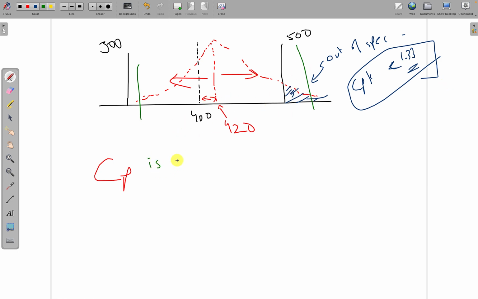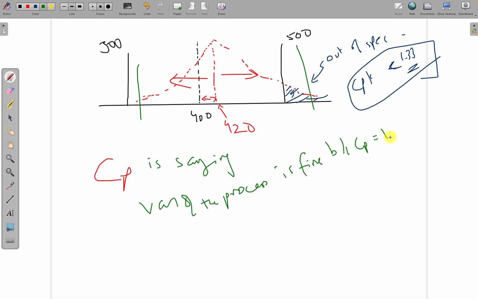So CP is saying the variability of the process is fine, because CP is equal to our target value of 1.33. It's not below the target. So if you were to center the process, CP is saying that you will not be producing those out of spec parts. You will be like this. Your process would vary, but vary within the limits, and these out of spec parts would not happen if you just center the process.